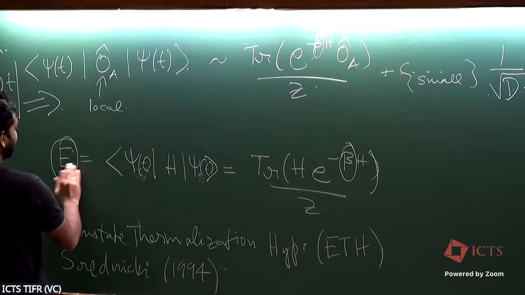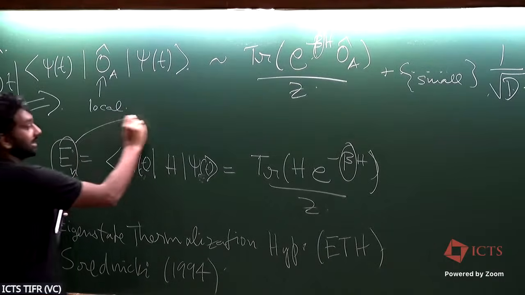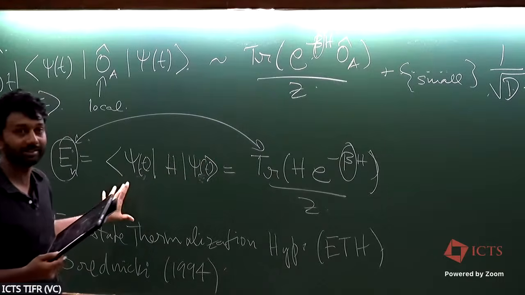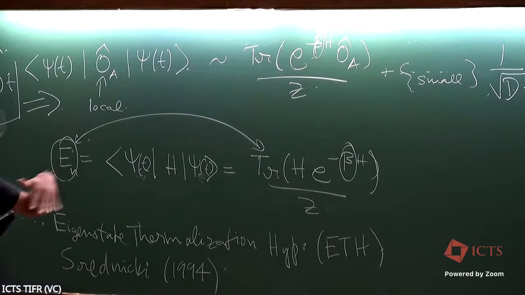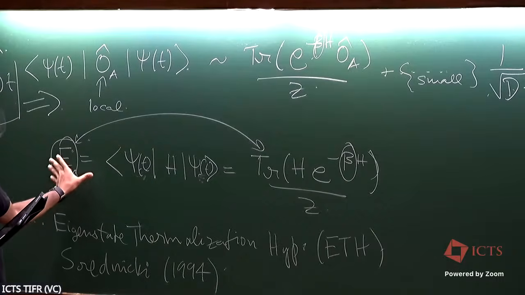So the temperature for an eigenstate, if I have an eigenstate of energy E_n, I just solve for this equation. I mean, beta here is determined from the initial state. So one simple way is you just take the initial state to be the eigenstate itself.